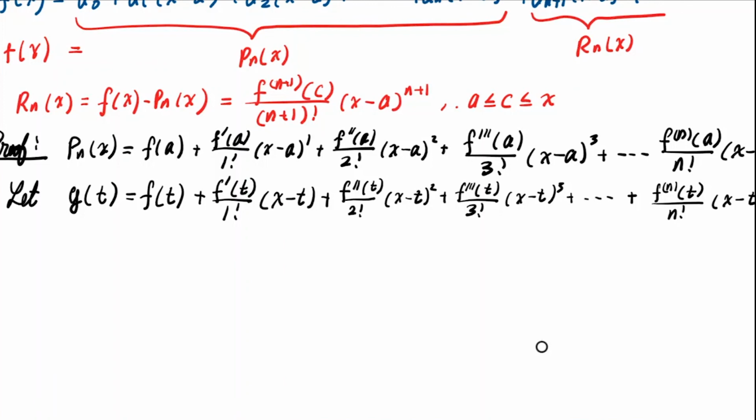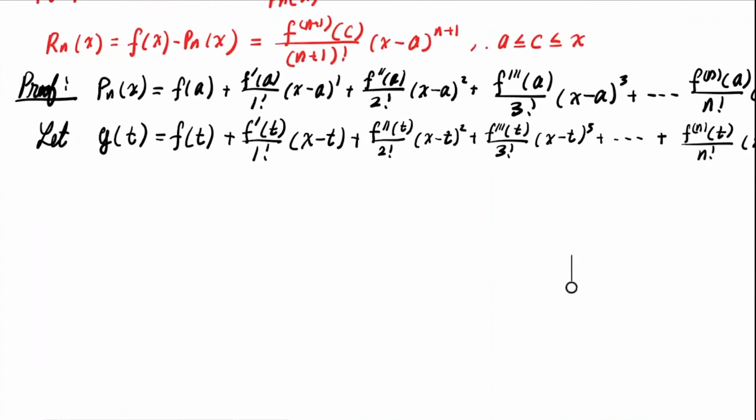Now then, a couple of things we need to note. Okay, let's note a couple of things. What is g of x? What happens if I replace all of these with t, because g is a function of t holding x as a constant, okay? Where p is the polynomial function of x.